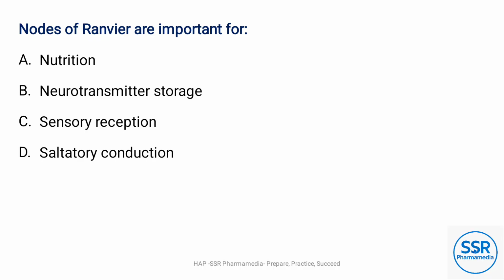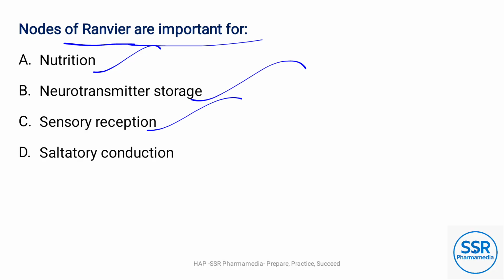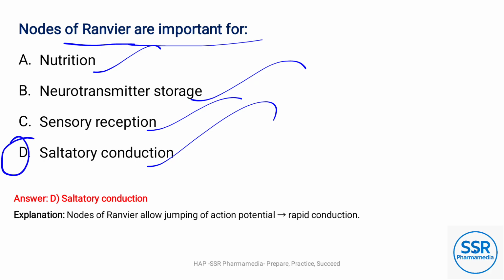Next question, nodes of Ranvier are important for option A, nutrition, option B, neurotransmitter storage, option C, sensory reception, option D, saltatory conduction. So the answer is option D, saltatory conduction. The node of Ranvier allows the action potential to jump, which means rapid conduction.